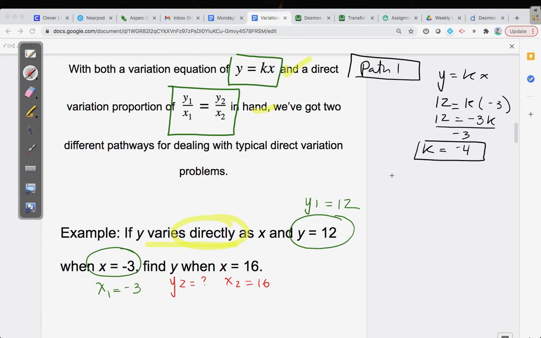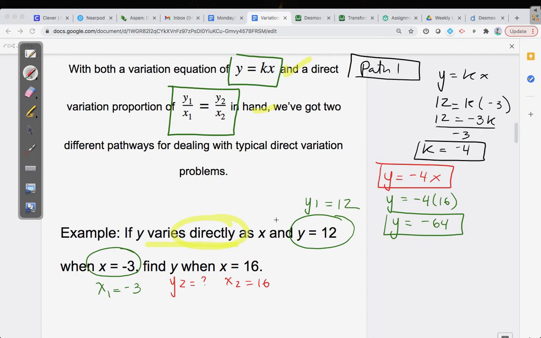Again, I was not explicitly asked to find that, but knowing that is powerful because now I know that the variation relationship equation is y equals negative 4x. And I can use this equation to decide, okay, I'm given another x value, and that x value that I'm given is 16. So what's going to happen when I find the product of negative 4 and 16? And the answer to that is you're getting a y value of negative 64. So this is one way to find a solution. This is a pathway where I've just used this equation and successfully come up with the missing y value.